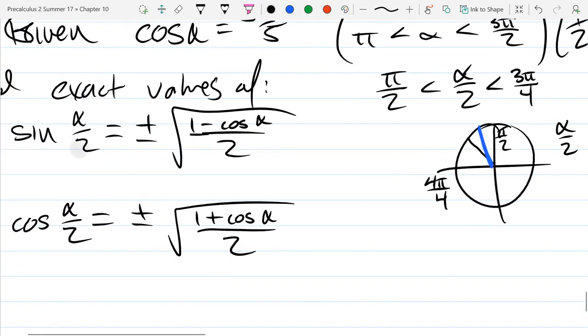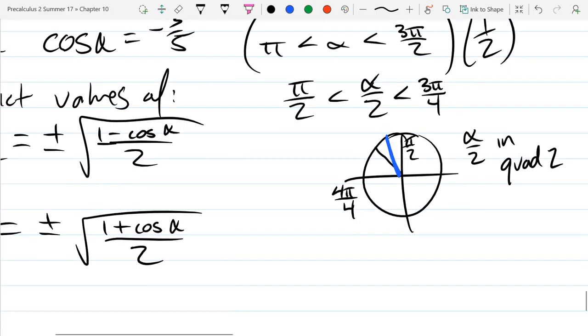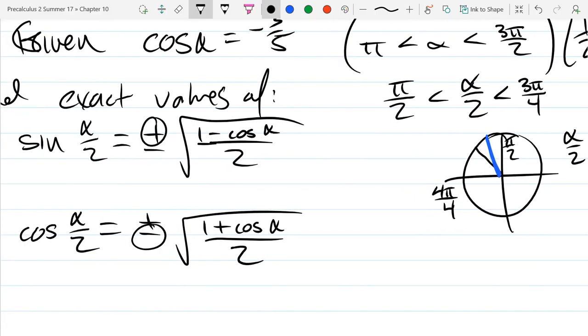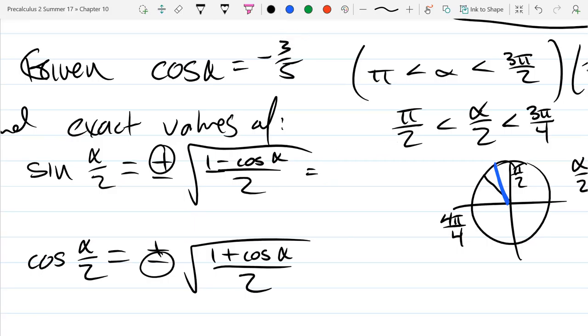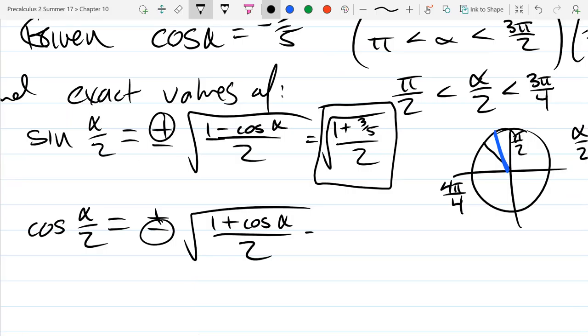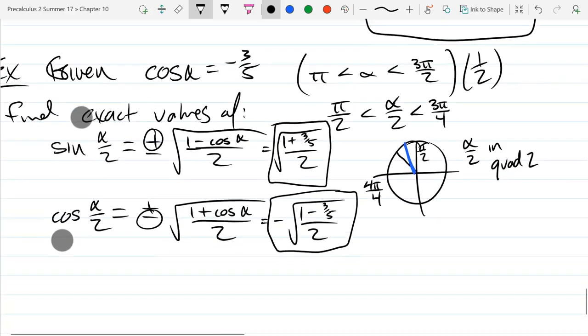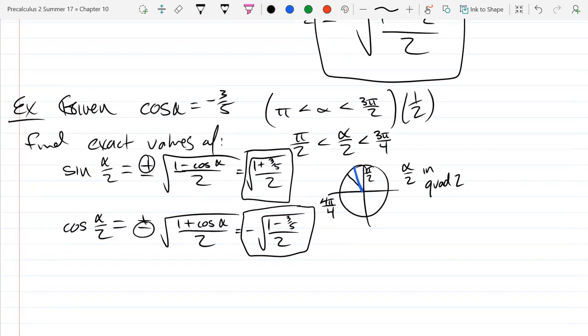All right, so from there, what is negative cosine's negative? Negative, positive. All right, all we need to know is cosine alpha. Good news, we got that information right up top. So the first one is positive. Square root of 1 minus negative 3/5, which is plus 3/5, over 2. And we're not going to simplify these anymore. We'll leave it like that. Really similar down here. We got 1 plus negative 3/5, which is minus 3/5, over 2. And that's the last example from this section.